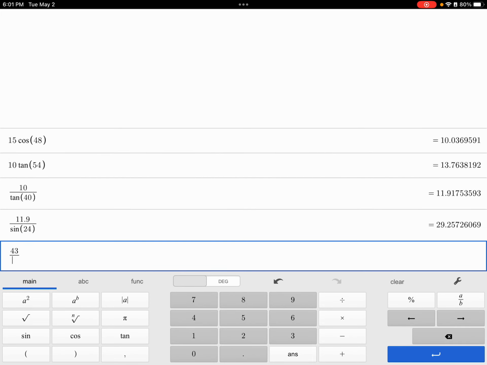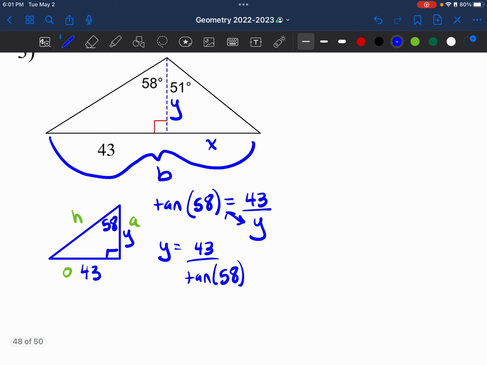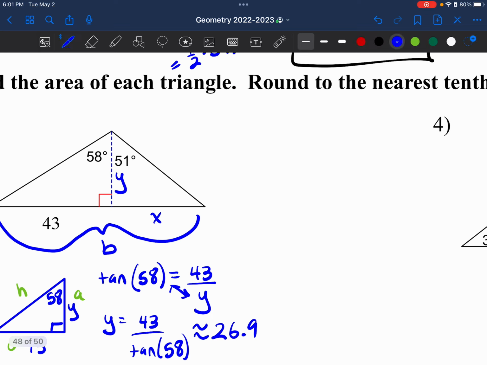43 divided by tangent of 58 is about 26.9. Again, that 8 is rounded up because it's followed by a 6, which is a 5 or greater. So I'll come here and say this is about 26.9. So that's good to find. We now need to use this length to find this length down here. So let's extract that triangle on the right and redraw that. This triangle on the right looks like this, more or less. And I have an angle of 51 in the top.